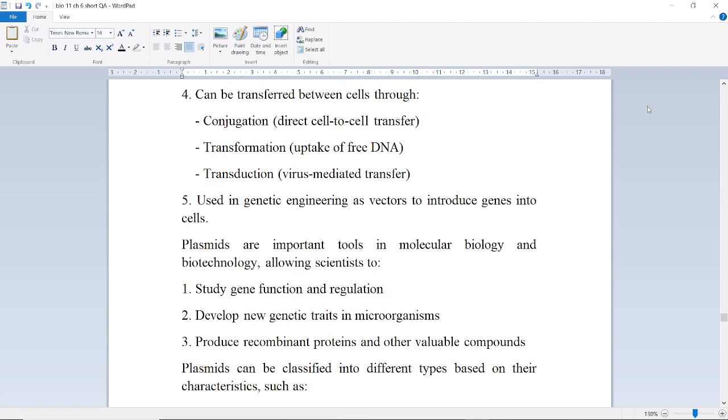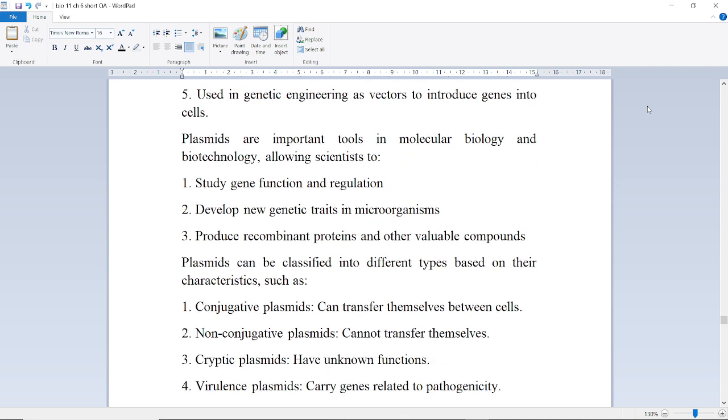They can be transferred between cells through conjugation, direct cell-to-cell transfer; transformation, uptake of free DNA; and transduction, virus-mediated transfer. Used in genetic engineering as vectors to introduce genes into cells. Plasmids are important tools in molecular biology and biotechnology, allowing scientists to study gene function and regulation, develop new genetic traits in microorganisms, and produce recombinant proteins and other valuable compounds.